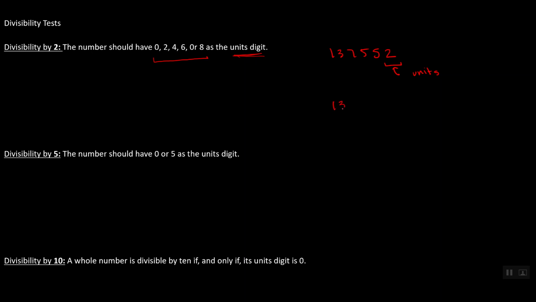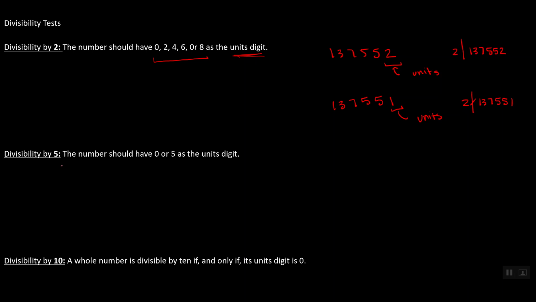Whereas if I just change that last digit by one single value, if my units digit instead were a 1, I would say this is not divisible by 2. So 2 does not divide 137,551. However, 2 does divide 1,037,552. And it's all about the units digit.